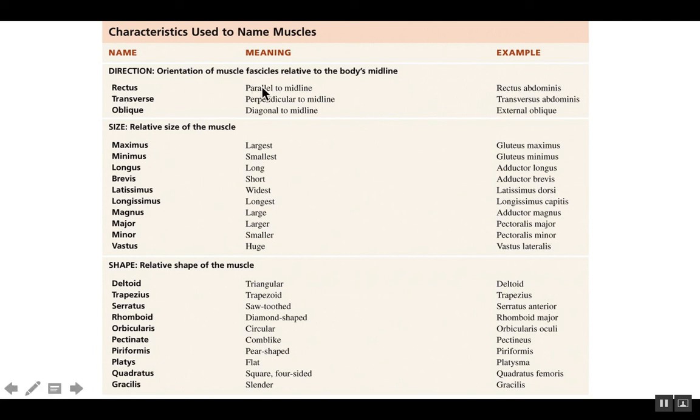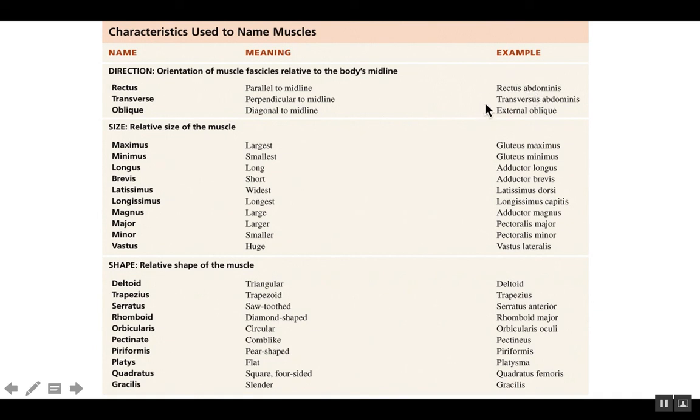Rectus means parallel to the midline. It could be the midline of the body, it could be the midline of maybe a leg, or we even use that when we learn muscles that move an eyeball, in that it might run parallel to the midline of the eyeball. An example given here is the Rectus Abdominis.